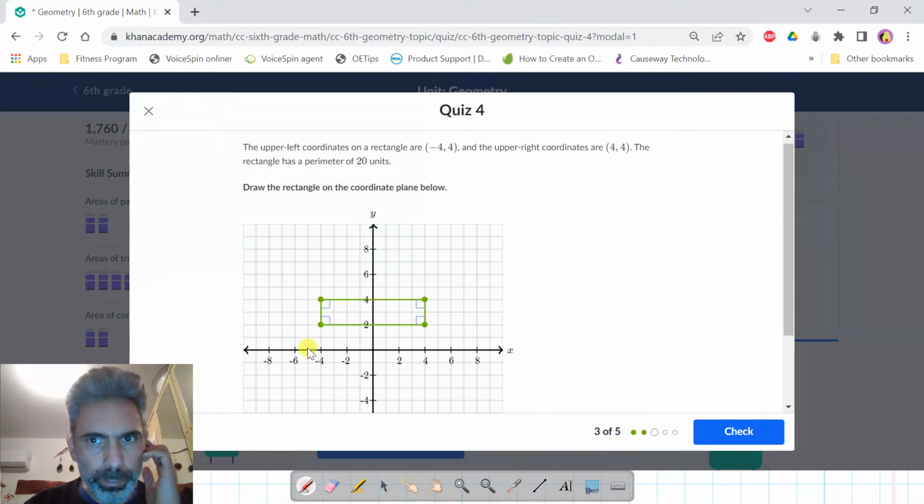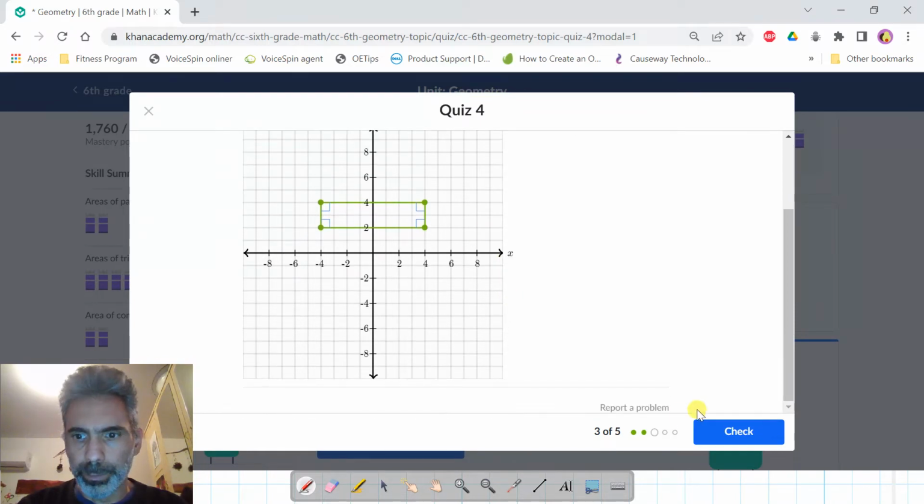So if the upper side has a length of 8 and the bottom side has a length of 8, the upper and the bottom sides together have a length of 16, which leaves 4 for the left and right sides, because we have a total perimeter of 20. 20 minus 16 is 4. So 4 divided by 2, the two sides have the same length of 2 each. So this is the rectangle.